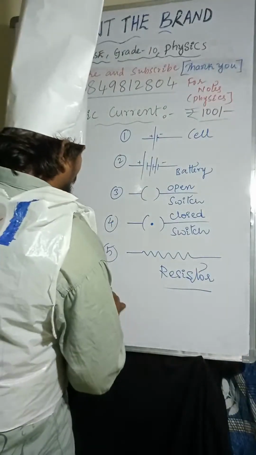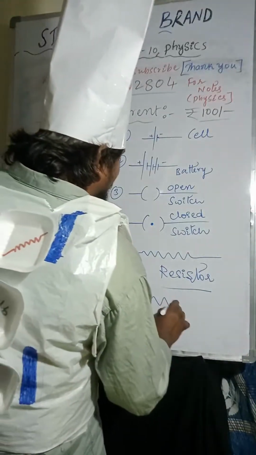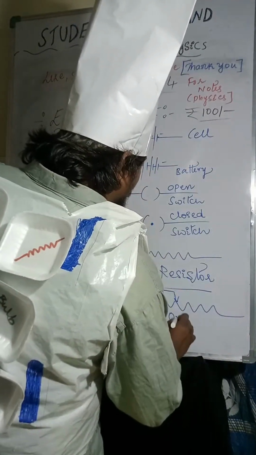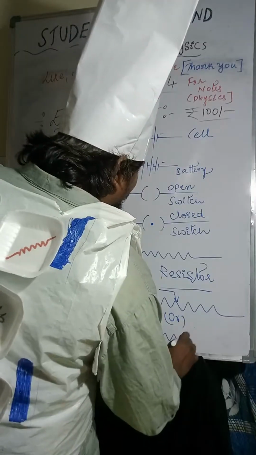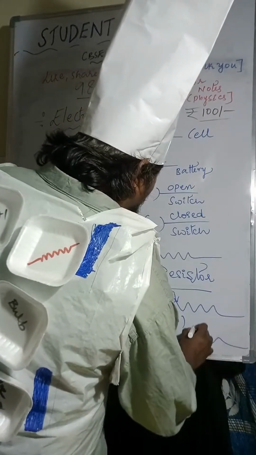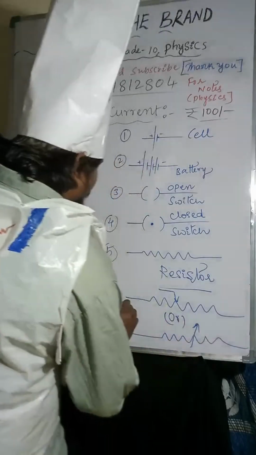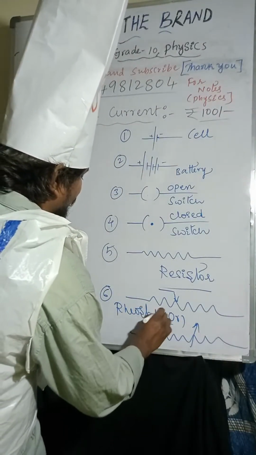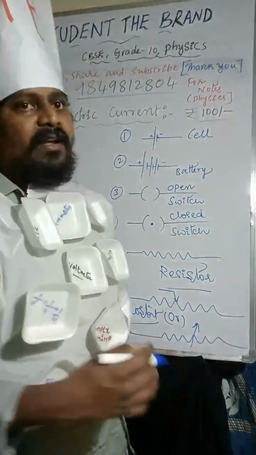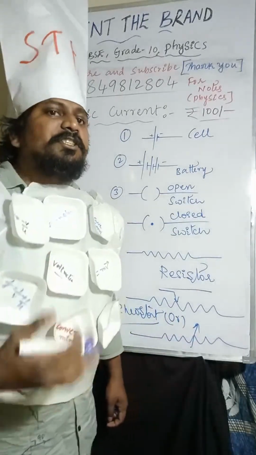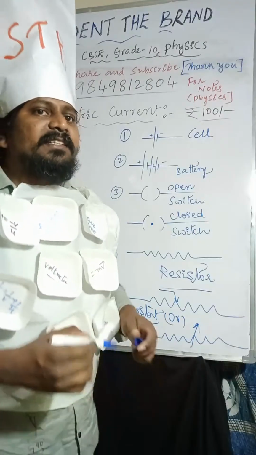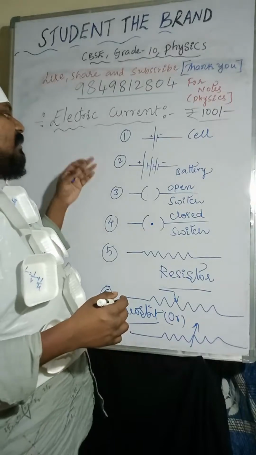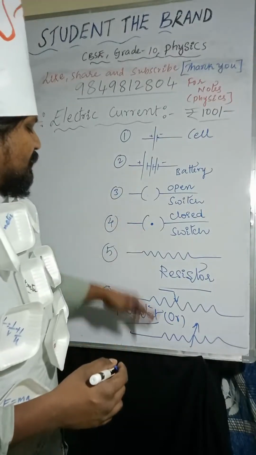Next one, rheostat. A rheostat is a device which is used to regulate the electric current without changing the voltage source. So that's enough: cell, battery, open switch, closed switch, resistor, rheostat.